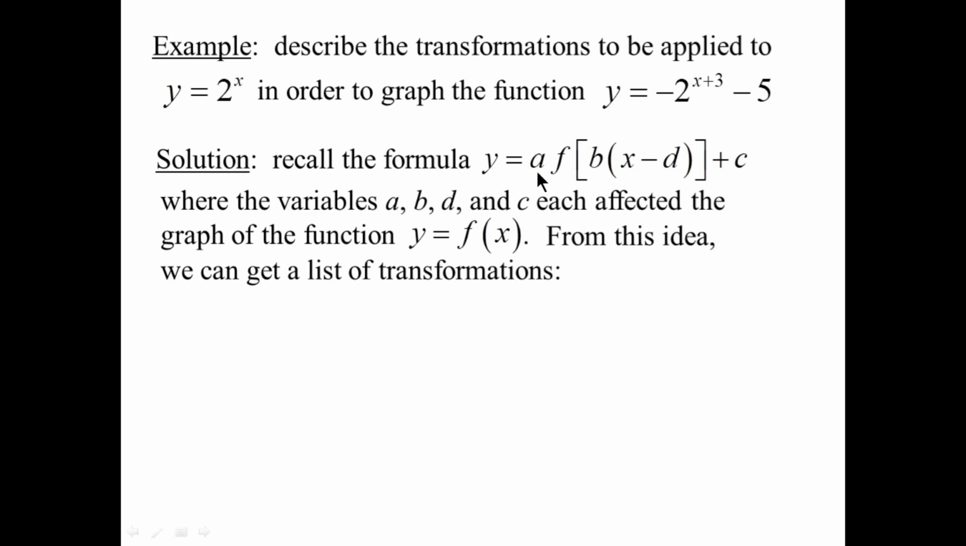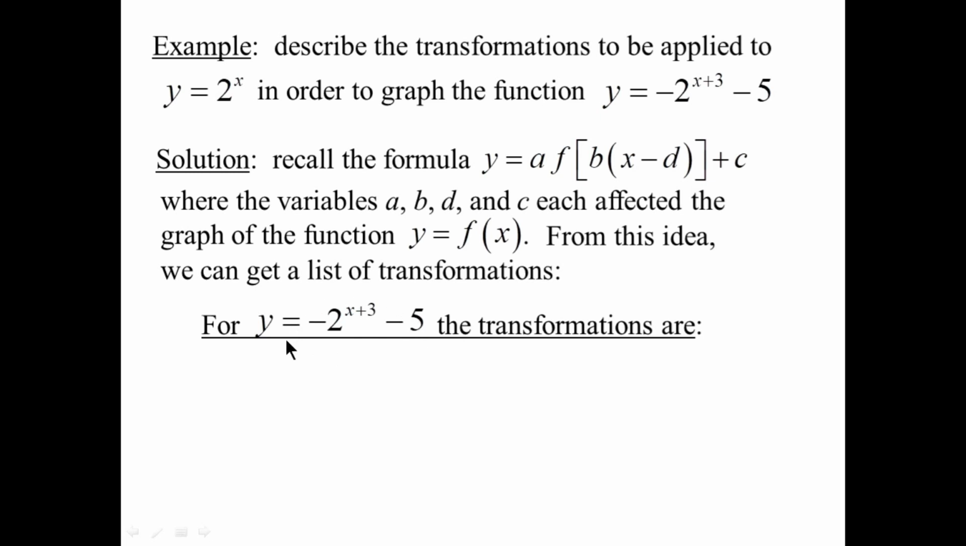For example, a multiplied the y values, and if negative, reflected in the x-axis, and usually was a vertical stretch. B divided the x values, usually was a horizontal compression. D, if you saw subtraction here, would shift the entire graph to the right, while C, if you saw a plus sign, would shift the graph up. From this idea, we can get a list of transformations.